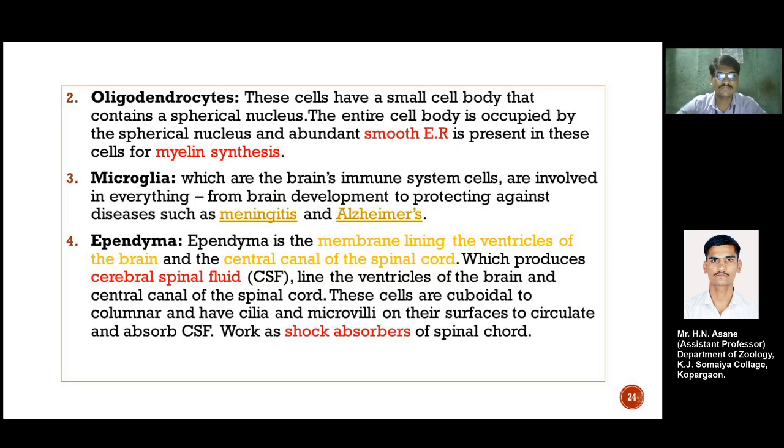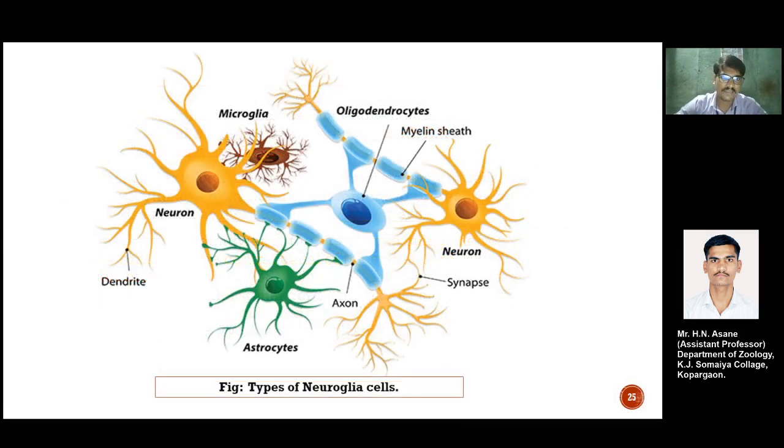They are cuboidal in shape, and they may be columnar in shape also, and have cilia and microvilli on their surfaces to circulate and absorb this particular type of fluid. The cerebrospinal fluid is produced by these ependymal cells. And this cerebrospinal fluid works as a shock absorber for the spinal cord as well as the brain cells, that are the neuron cells.